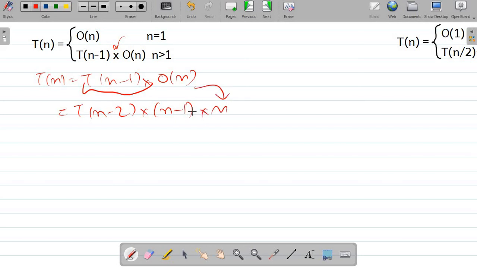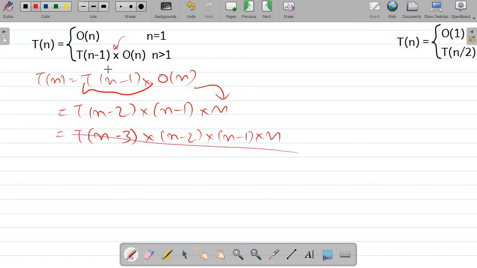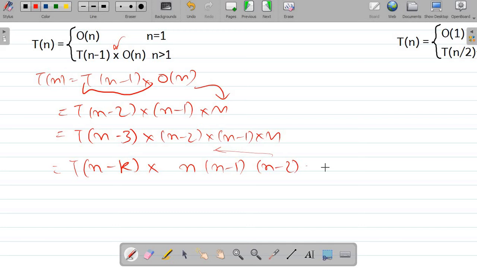This n comes from here. Now in the third step, we get Tn minus 3 into n minus 2 into n minus 1 into n. Now from this step, you must have noticed how our recurrence relation will look like after k steps. So after k steps, we have T n minus k into, now if I write it like this, n into n minus 1 into n minus 2 and so on into n minus k minus 1.